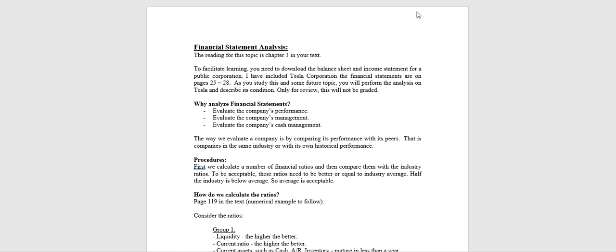I have included the Tesla Corporation financial statements for quarter 3. The financial statements are on pages 25 through 28. You can use this to practice. If you don't have to do it, don't worry about it. This is not for a grade. This is just to give you a review.